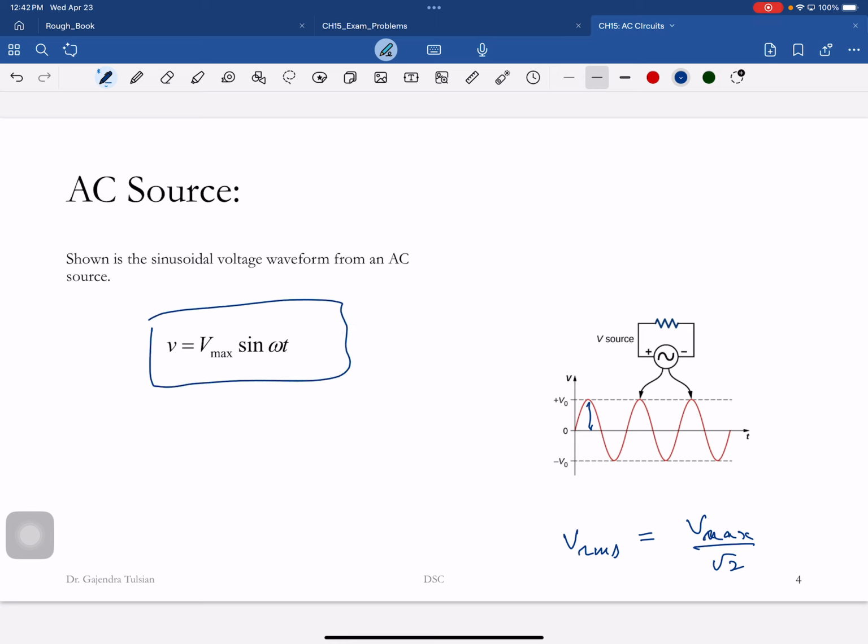And we're going to hook this source to various things. So you plug in your light bulb and you plug in your refrigerator and all that kind of stuff to the wall source. So you're going to plug into these AC sources.